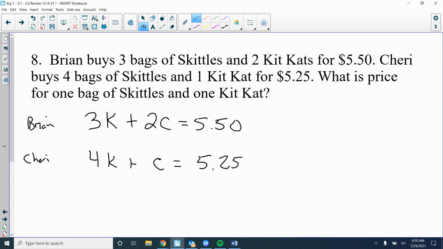What can I multiply one of these equations by, instead of changing both of them, to get rid of one of the variables? You can do a -2, Kit Kat. Yeah, let's do that. Guys, let's multiply this by -2 down here. Good. So are we messing with the top equation? No, just rewrite it.